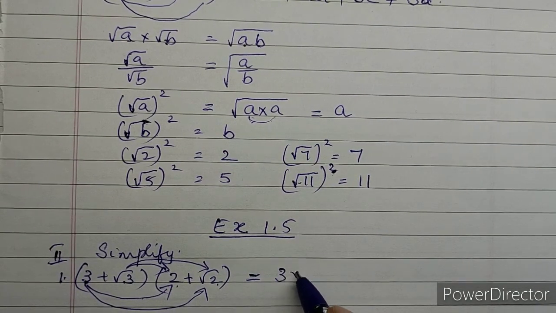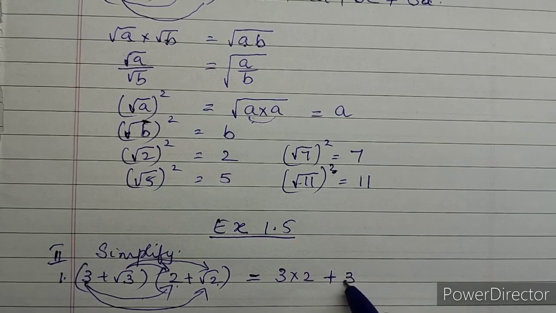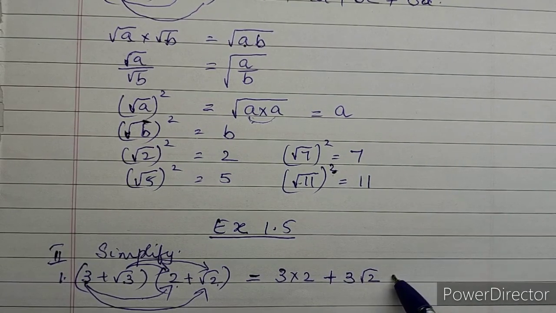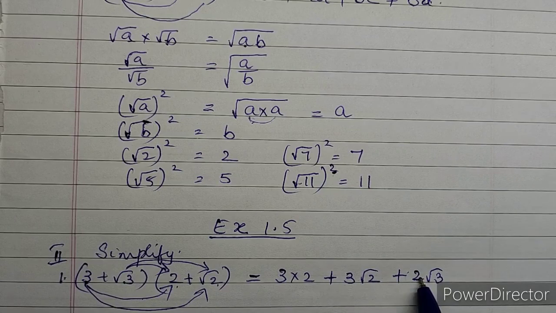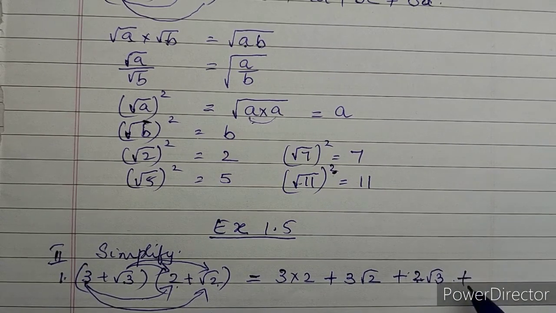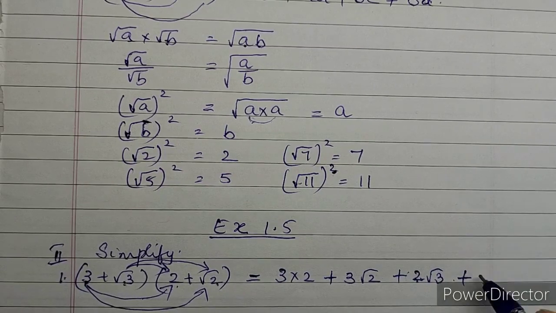So 3 into 2, first one, plus 3 into root 2, 3 root 2, no need of into symbol there, plus root 3 into 2, 2 root 3. Always you have to write the number part first, because that is called the coefficient. Number part second you should not write. Number part always first and then the irrational number you should write. Plus last one, root 3 into root 2.